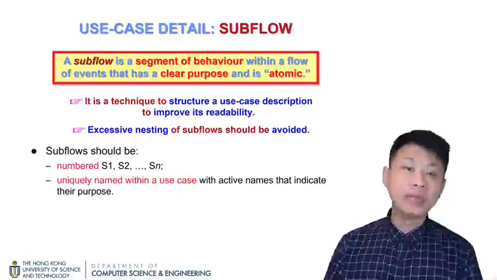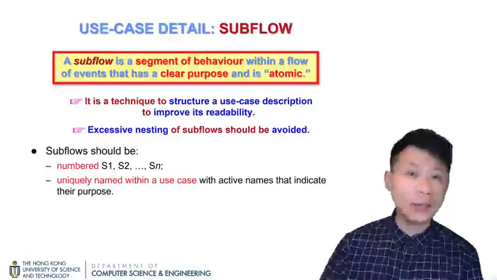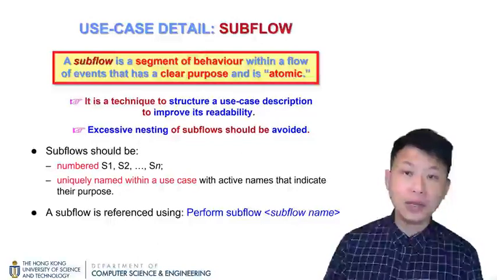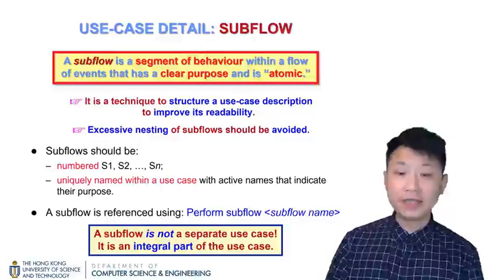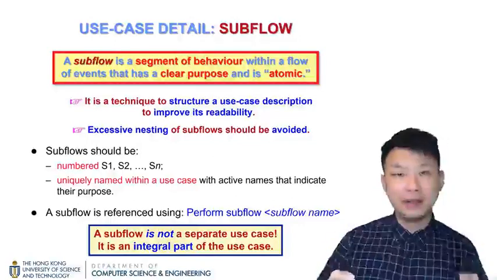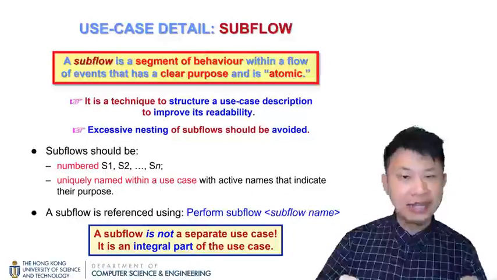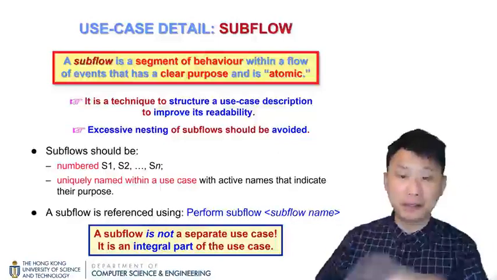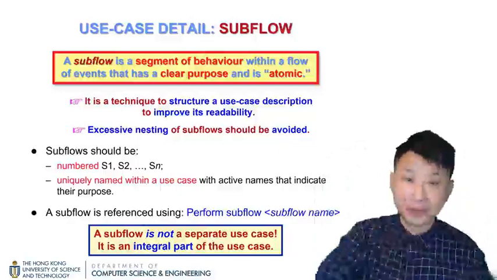So subflows should be numbered as S1, S2 up to Sn. And you also have to give a name to your subflow. So notice that a subflow is not a separate use case. It's just part of the use case, right? A segment of the use case that is meaningful and has a clear purpose. So we extract those events within that segment and put them in a subflow.